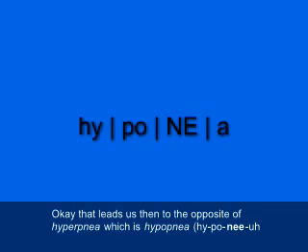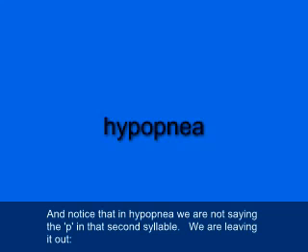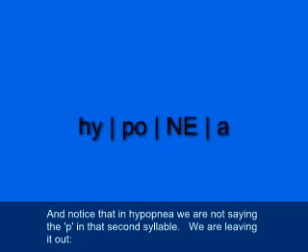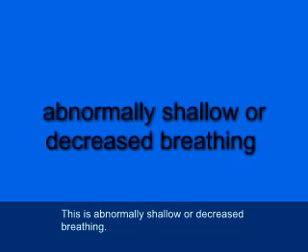That leads us to the opposite of hyperpnea, which is hypopnea. Notice that in hypopnea, we're not saying the P in that second syllable. We're leaving it out. Hypo is said quickly. We're used to saying it that way. We stress knee, and then hypopnea. This is abnormally shallow or decreased breathing.